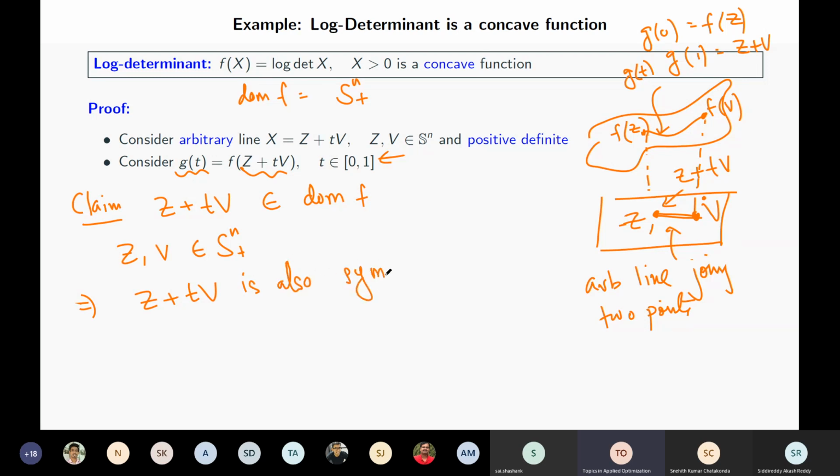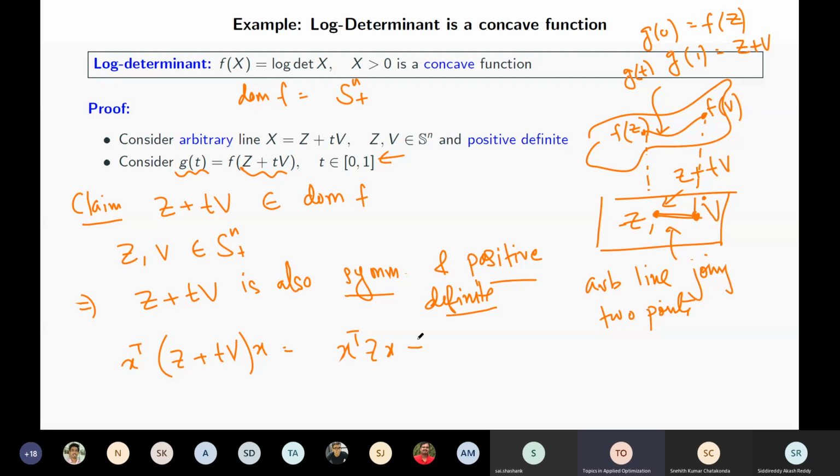symmetric and positive definite, right? So I can check if X transpose (Z plus TV) X, I have to check. So this will be X transpose ZX plus T times X transpose VX, right?